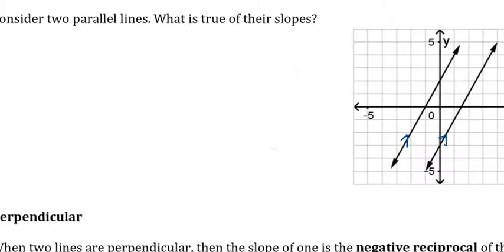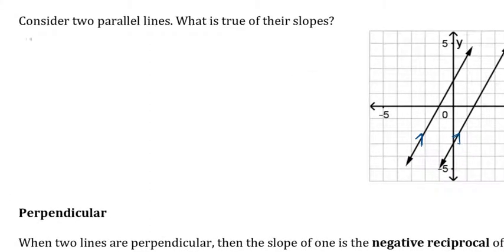Let's write this down. And if their slopes are equal, they will be parallel. So it goes both directions. If they're parallel, they have the same slope. If you find that they have the same slope, then they are parallel.